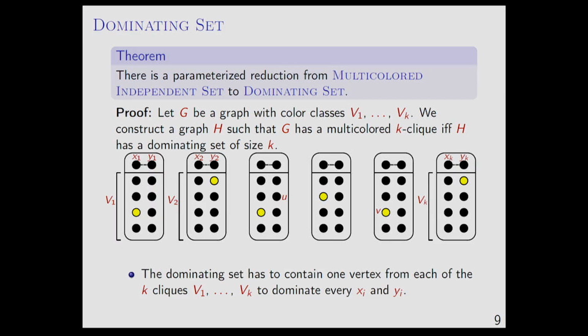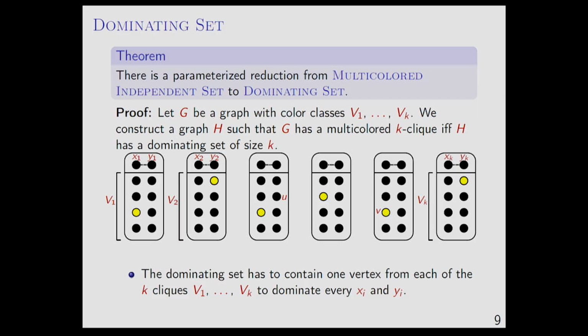So now I want to give a reduction from multicolored independent set. What is a multicolored independent set? You're given a k-coloring of a vertex set, and you are looking for an independent set that consists of one vertex from each color class. Okay? So now how do I give such a reduction? G already has color classes V1 to Vk. We construct a graph H such that G has a multicolored independent set of size k if and only if H has a dominating set of size k. So how do we do that? First look at each part, and just turn it into a clique.